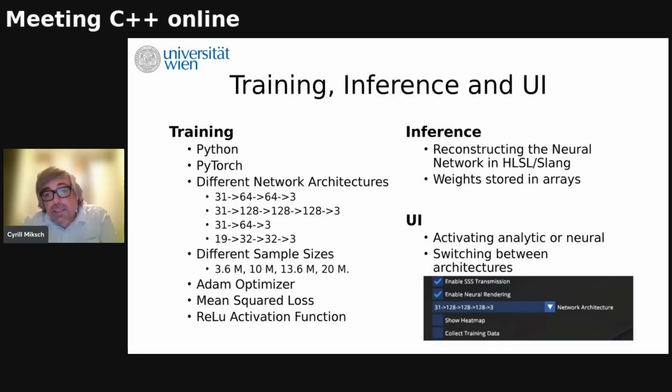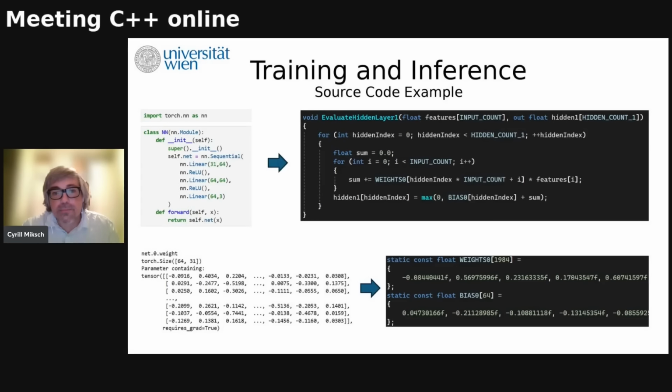Then I built an inference path on the C++ and HLSL side, meaning I reconstructed the neural networks there. I stored the weights in regular C-style arrays, to be able to run the networks inside the renderer. And then I implemented some add-ons for the UI so that I can switch between different architectures, and also to collect the data. I used a UI element.